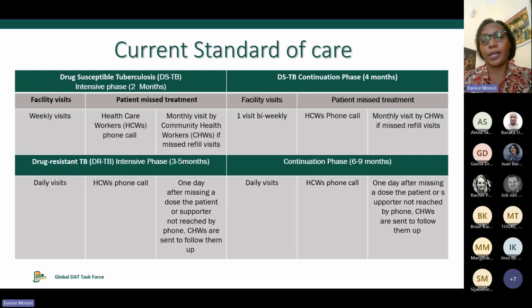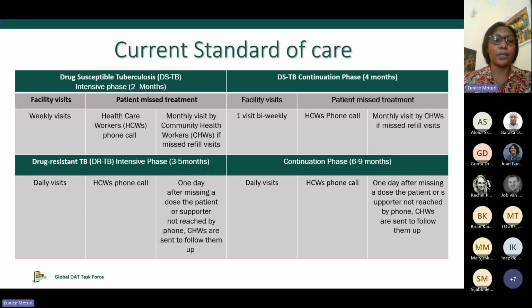The current standard of care in Tanzania is implemented in 2 ways. There's home-based DOTS and the facility-based DOTS. For the home-based DOTS, this is where a patient is given medication to take at home, and they take medication under the direct observation of a treatment supporter. And for the facility-based DOTS, this is where the patient goes to the facility on a daily basis and they are given medication under direct observation of the healthcare worker.